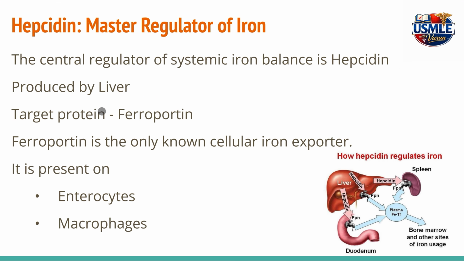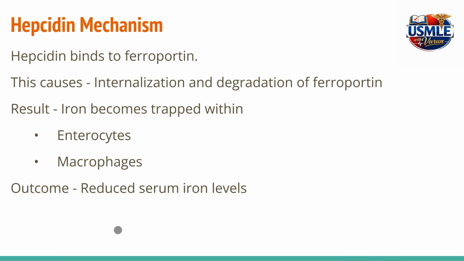The master regulator of iron metabolism is hepcidin, which is produced by the liver. Hepcidin controls iron levels by acting on ferroportin, the only known iron exporter. Ferroportin is present on enterocytes and macrophages. When hepcidin binds to ferroportin, it causes its internalization and degradation. As a result, iron gets trapped inside the cells and serum iron levels decrease. So this mechanism is central to many disease processes.